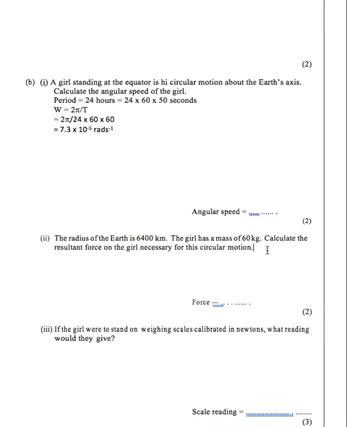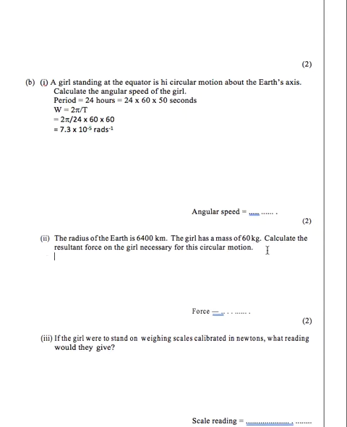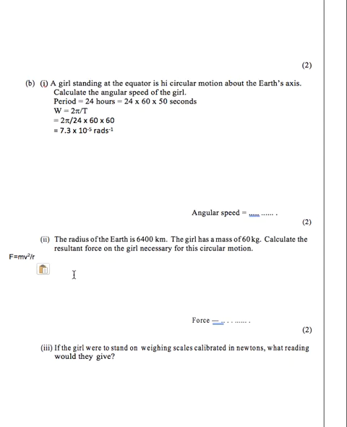B part 2 then. The radius of the Earth is 6,400 kilometers. The girl has a mass of 60 kilograms. Calculate the resultant force required. Well, we have F equals mv squared over r. I'm just going to leave that there.